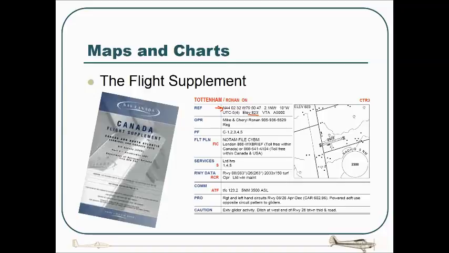Another really, really useful piece of information is the operator of the field. So here we see Mike and Cheryl's name, and we see their phone number. So we're thinking about doing a cross-country trip. We're going to go visit another airfield. We pull out our flight sup. We find out where they're located. We get a picture of the field, its length, its orientation, its elevation. And we can also phone the owners and say, hey, what's going on?